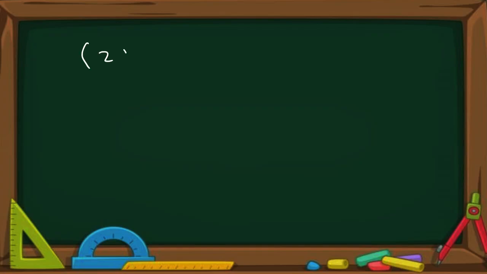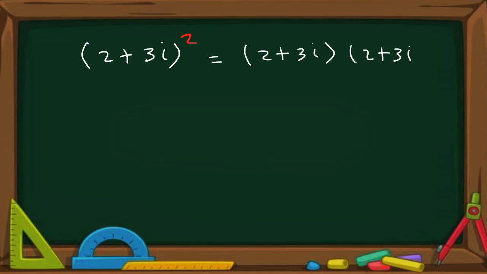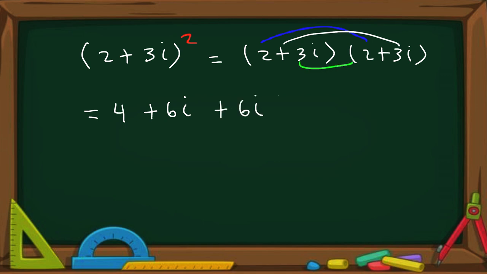Go ahead and expand (2 plus 3i) squared. So first we need to rewrite it. This is equivalent to 2 plus 3i times 2 plus 3i. So we need to FOIL. 2 times 2 is equal to 4. And then 2 times 3i, that's positive 6i. And then 3i times 2, that's positive 6i as well.